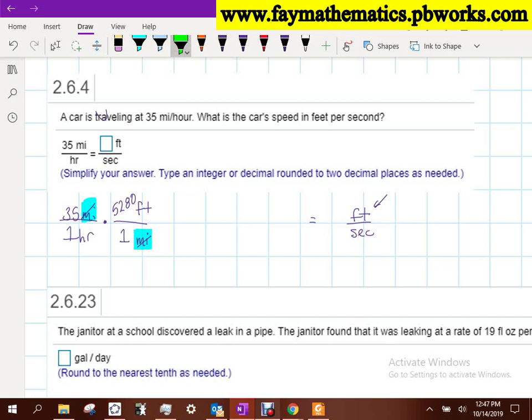So if I multiplied everything out right now, I would have an answer of feet per hour. Those are the only units that would be left. Well, that's not what I want here. So I need to think about how do I get hours then transformed into seconds.